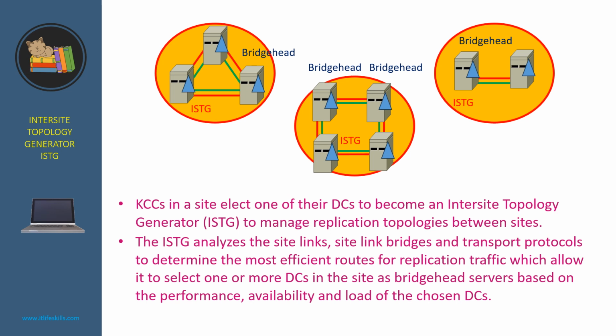So in this site, this DC is elected as ISTG and it selected this DC as the bridgehead server of the site. In this site, this DC is elected as the ISTG and it selected these two DCs as the bridgehead servers of the site. And in this site, this DC is elected as the ISTG and it selected itself as a bridgehead server of the site.